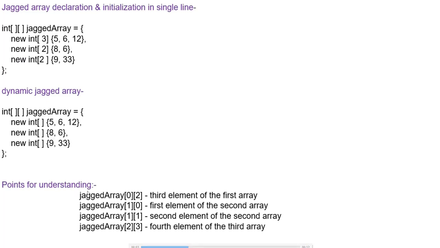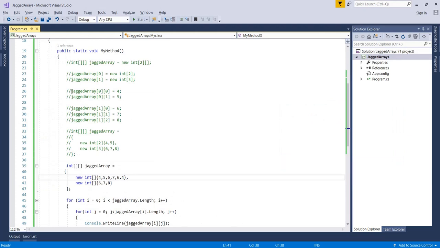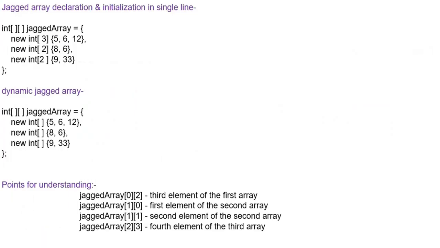Now points for understanding. Jagged array 0 0 means the first element of the first array. This means the second element of the first array, the first element of the second array. This is the second element of the second array. This is the third element, by 0 1 2, so the third element of the second array. The same is written here. This means the third element of the first array.